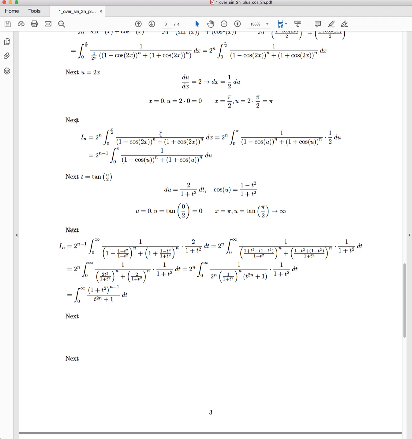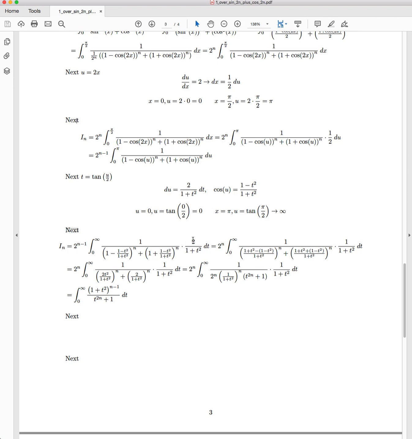So in, which is equal to this expression as we had here, gets replaced with this 2 to the n minus 1, which obviously remains unchanged. Our integral bound, again with my phone, gets replaced from 0 to pi to 0 to infinity. 1 over 1 minus cos of u, so 1 minus this term here, 1 minus t squared over 1 plus t squared to the power of n, plus, and then here we've got 1 plus cos of u, which is 1 plus 1 minus t squared over 1 plus t squared to the power of n. Our du term gets replaced with 2 over 1 plus t squared dt.